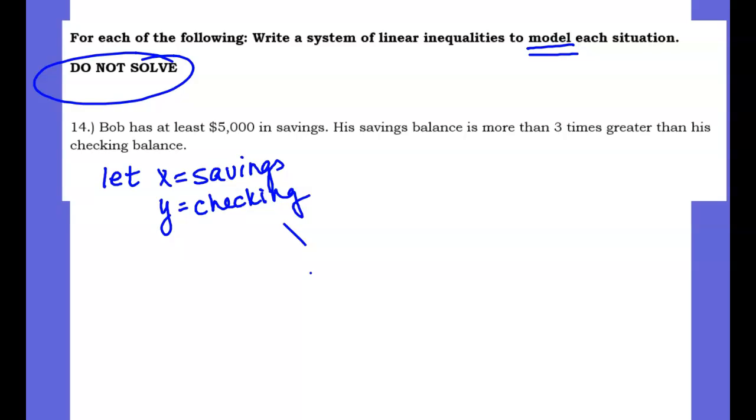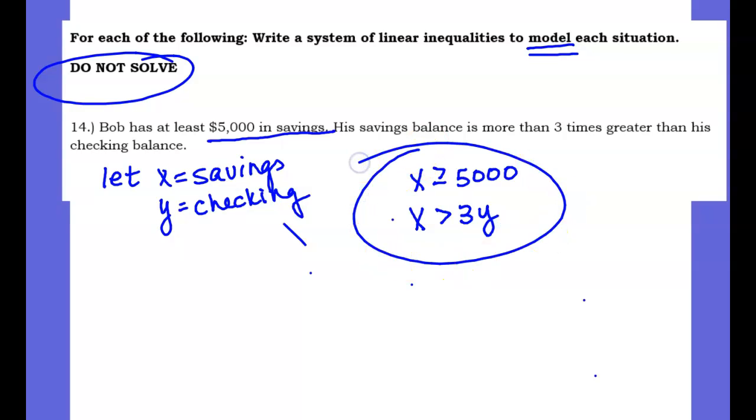Bob has at least $5,000 in savings. That means his savings is going to be greater than or equal to the $5,000. It could be 5,000, but it could also be 10,000 or 20,000 or 5,001. Now the second part says his savings balance is more than 3 times greater than his checking balance. So his savings is X, and it's more than 3 times. More than would just be greater than, okay? And then our checking would be 3y.